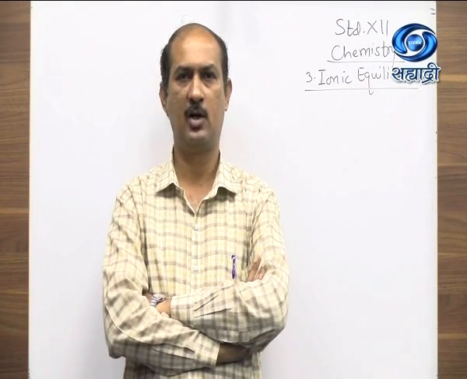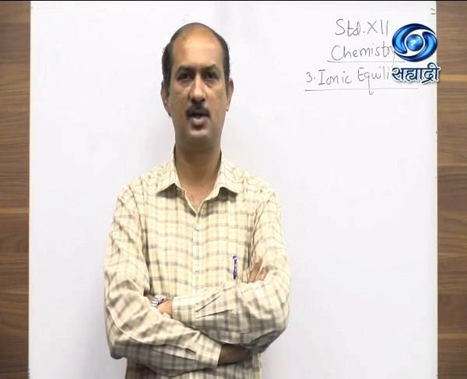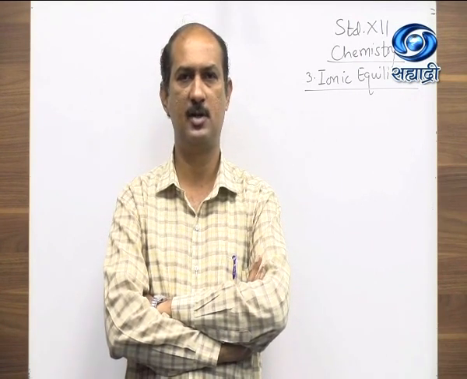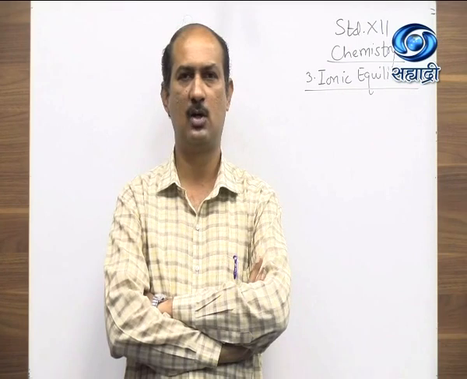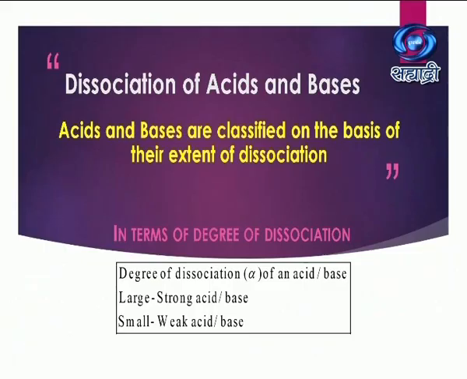We are discussing ionic equilibrium, where we completed the discussion of conceptual theories of acids and bases. So let us switch over to the next part of the chapter. Now let us consider dissociation of acids and bases. Acids and bases are classified on the basis of their extent of dissociation.